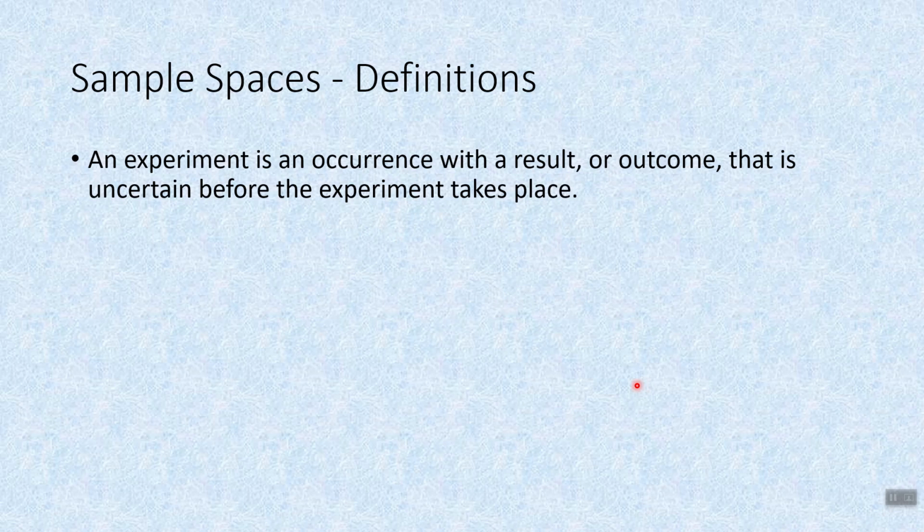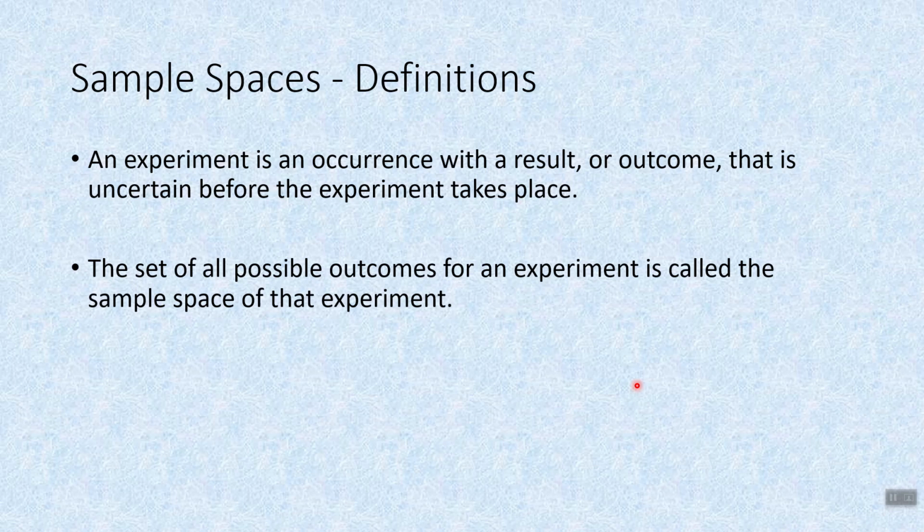So let's start with sample spaces and some definitions. An experiment is an occurrence with a result or outcome that is uncertain before the experiment takes place. It could be rolling a dice, it could be flipping a coin, it could be opening your door to see if it's sunny or cloudy or rainy or whatever. The set of all possible outcomes for an experiment is called the sample space of that experiment.